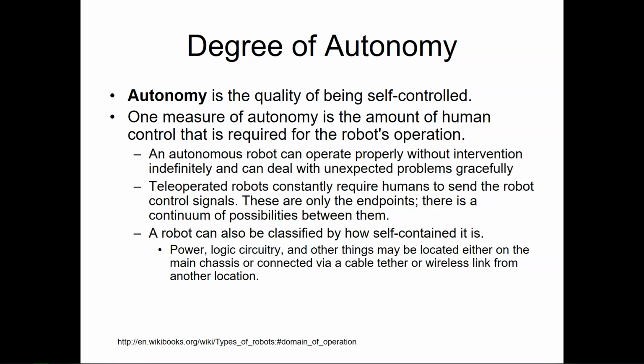So autonomy is how self-controlled can it be? An autonomous robot can operate properly without intervention indefinitely and can deal with unexpected problems gracefully. So the Mars rovers that they have had up there for decades now had to have a good deal of autonomy. Why? Because those robots had to be able to explore. If it got tipped over, it needed to figure out how to right itself. If it hit a rock, it needed to be able to either go over or around it.